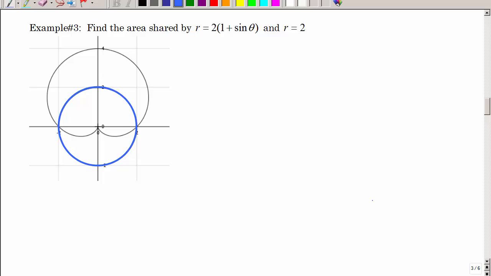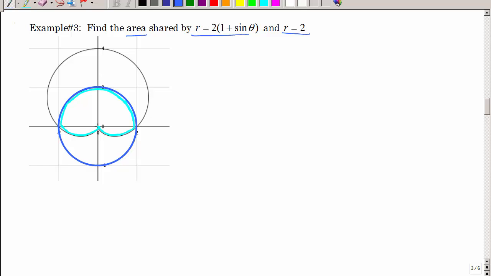On this problem, we're asked to find the area that is shared by this cardioid and this circle. So before I tell you where that area is, I want you to pause the video and shade in on your paper what area we are talking about. So copy the picture, color it in with your pencil, what area is shared by the cardioid and the circle. Then unpause me and come back.